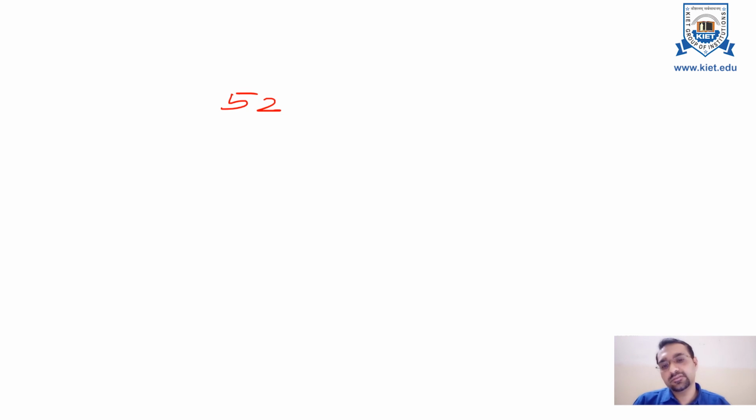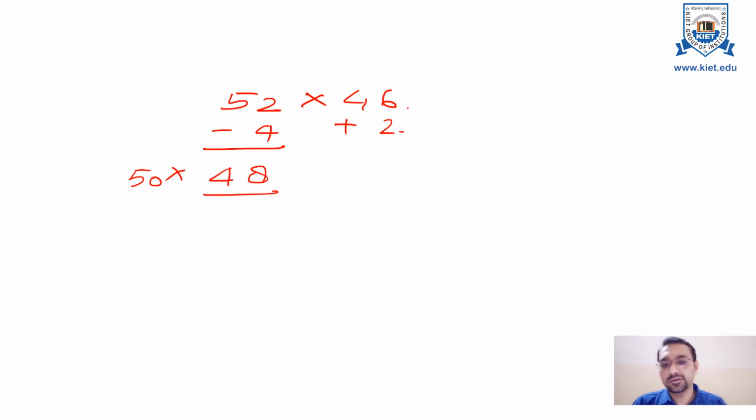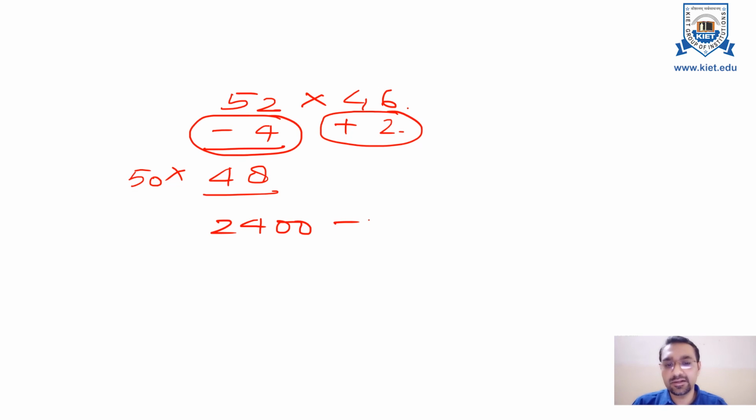One last question. I have taken two numbers where one number is greater than 50 and one number is smaller than 50. So let's say two numbers are 52 and 46. First you have to find out 52 minus 50, so that will give you plus 2. 46 minus 50 will give you minus 4. Add these two numbers, you will get 48. Multiply this number by 50, so you will get 2400. Now take the product of these two numbers, minus 4 and plus 2, so that will give you minus 8. 2400 minus 8 will give you 2392. So this will be your answer.